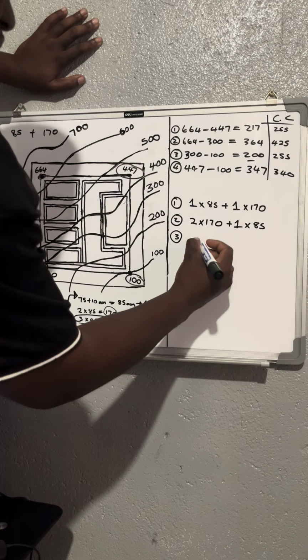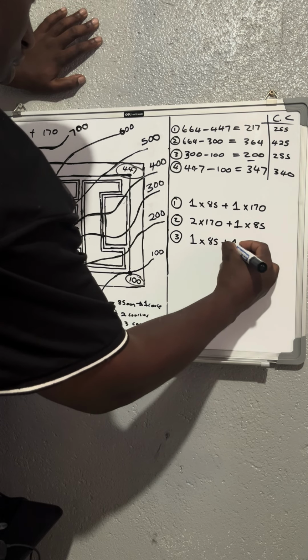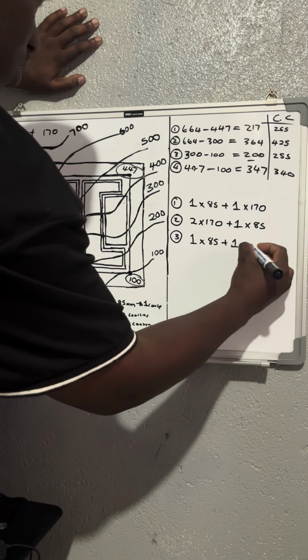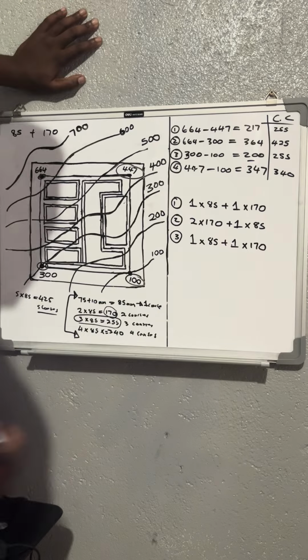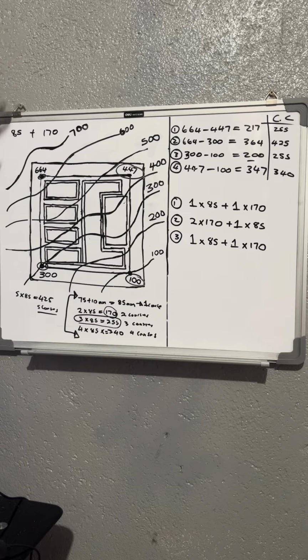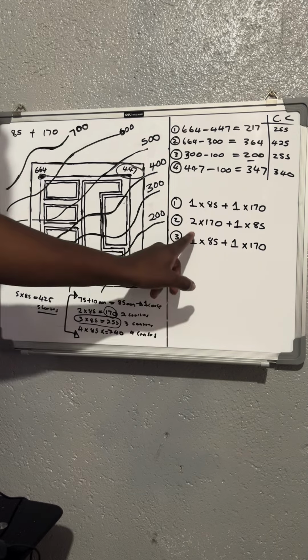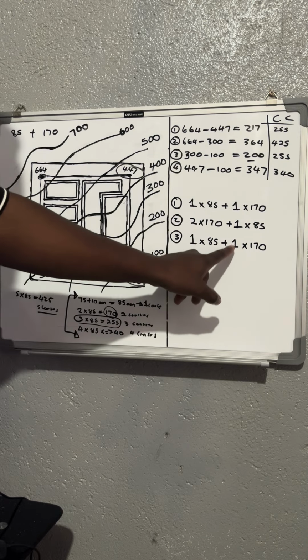It's this one. We will have what? 1 times, you can start with 85. Either way that you start is still fine. Then this side we're going to have 1 times 170. It's basically your 85 plus your 170. So remember, as I said, don't be confused by these ones. These ones, we're going to be using them in the final step. You will see how we're using those.